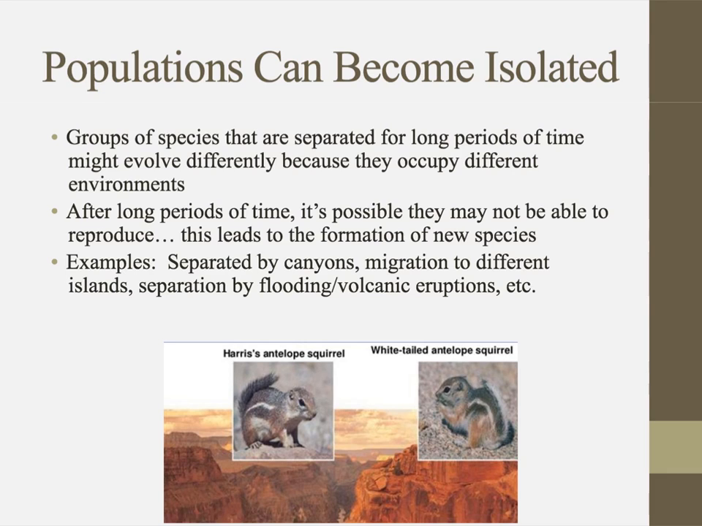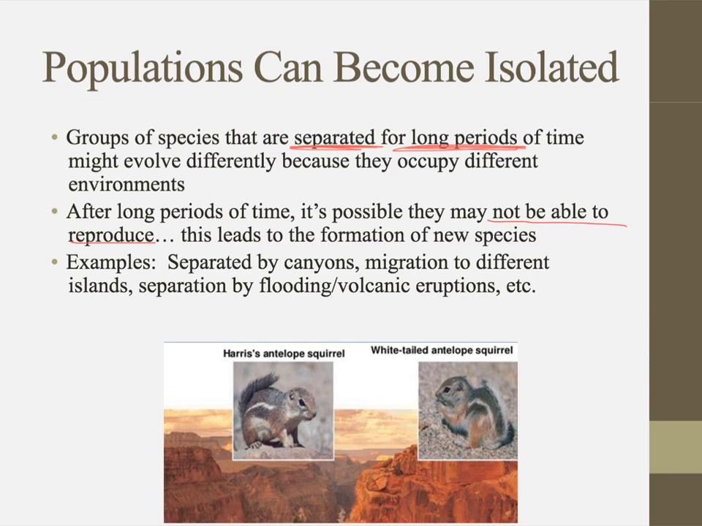Okay, first of all, these species have to be separated, and that separation has to occur over long periods of time. So, over millions of years, these species might evolve a little bit differently because they come to occupy different habitats or different environments. And in these different environments, different characteristics or traits become advantageous, and they evolve separately. Over time, they lose the ability to reproduce.